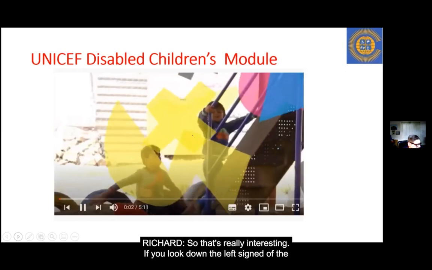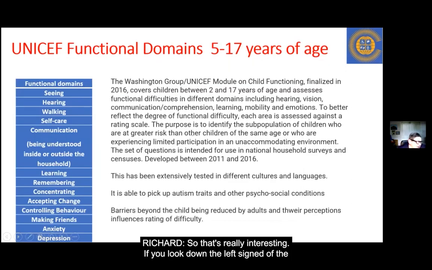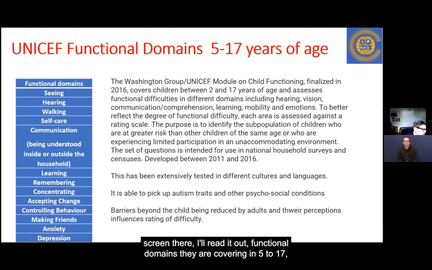So that's really interesting. And if you look down the left side of the screen there, I'll read it out. Functional domains that they're covering in the 5 to 17. Remember, there was another one for 2 to 4-year-olds, which had playing and a few other things in it. Seeing, hearing, walking, self-care, communications, being understood inside and outside the household, learning, remembering, concentrating, accepting change, controlling behavior, making friends, anxiety, and depression. So we can see that this is an attempt to move to include the psychosocial, mental health, as well as just learning difficulties.